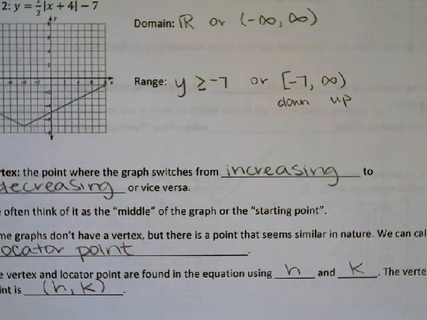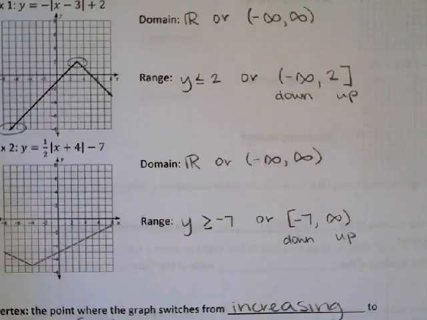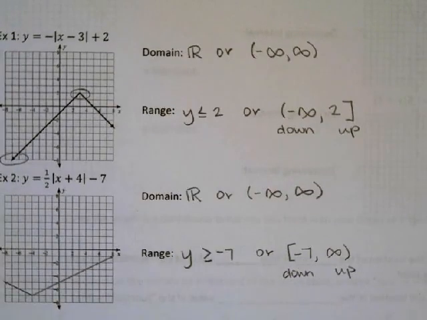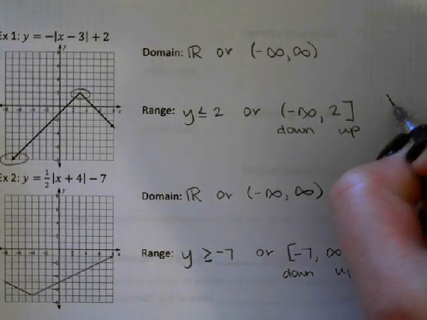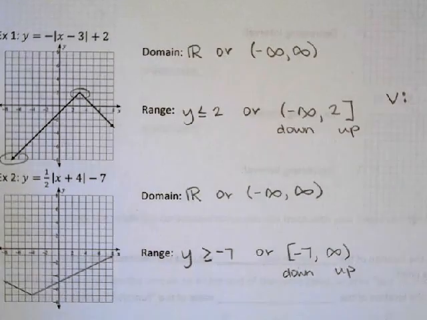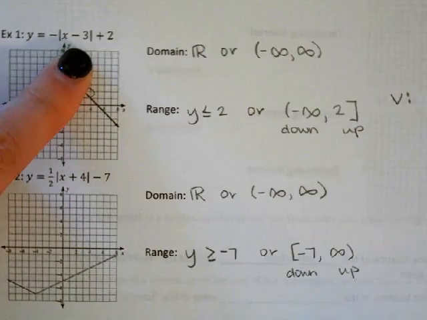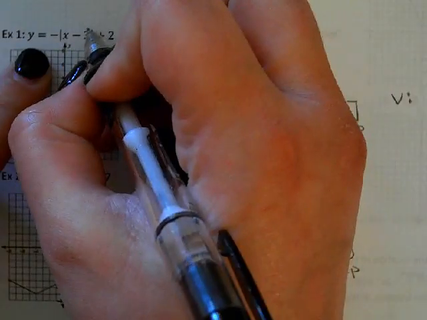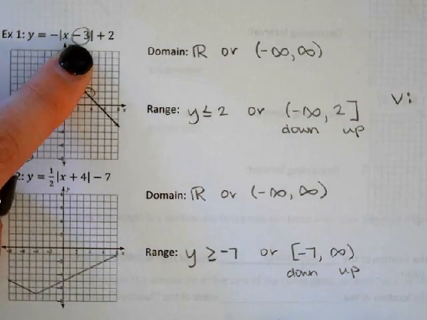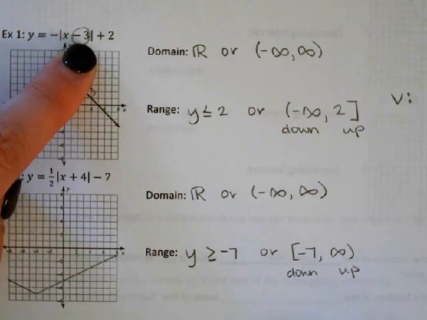Don't turn the page yet. We're actually going to go back up to example 1 and 2, and we're going to write the vertex for these two problems. So the vertex for problem 1, you always have to do the opposite of the number for the h. So for example 1, the h would be positive 3, not negative 3. So the vertex would be positive 3 and then positive 2.